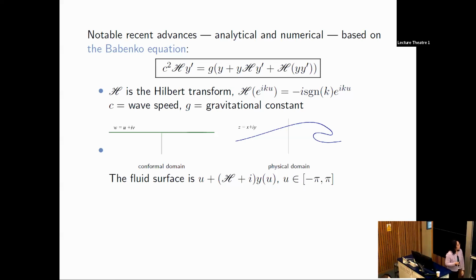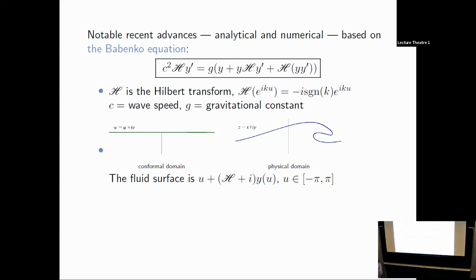Now, this is clearly a nonlinear equation and also nonlocal. Here, the script H is the Hilbert transform, which can be defined as a Fourier multiplier operator. What's behind this equation is that you conformally map your fluid domain, the domain underneath this surface, from a lower half plane. Since it is a conformal mapping, the horizontal and the vertical components of the fluid domain will be related to each other through the Hilbert transform. And that's why you see here the Hilbert transform in this formulation.